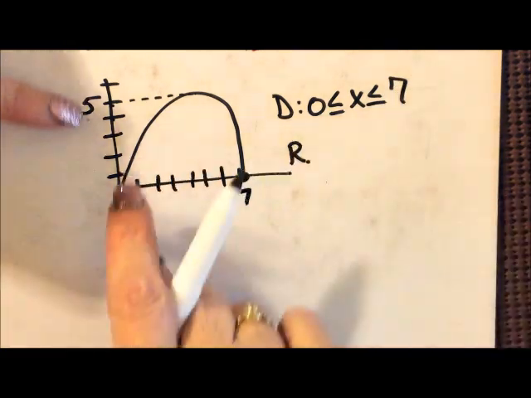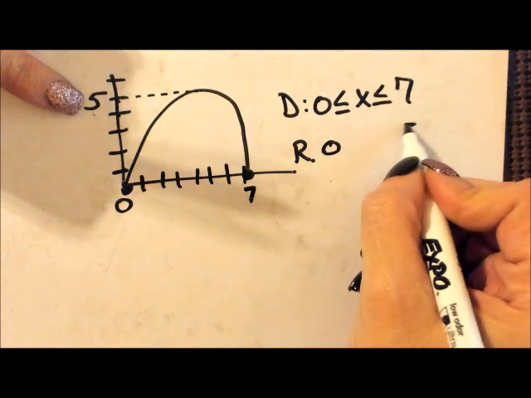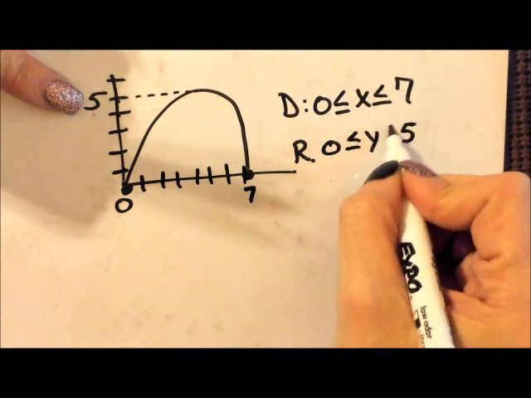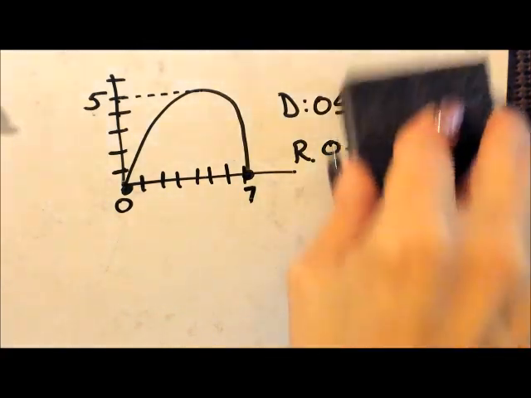The range, how tall is it? It goes all the way down to 0 and all the way up to 5. So 0 less than or equal to y, less than or equal to 5. Okay, so what questions do you have on domain and range? If we're doing this together, you can raise your hand and ask me, or if you're doing it on your own, you can pause your video, raise your hand, and I'll come over and talk to you.